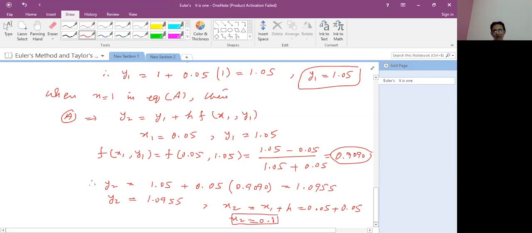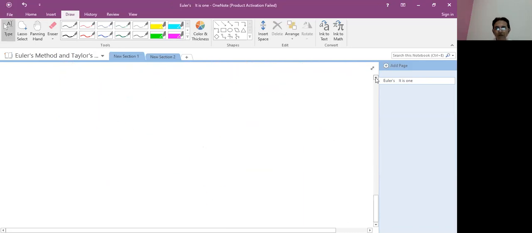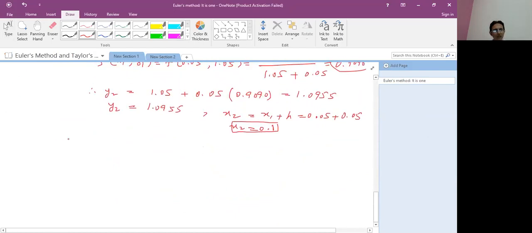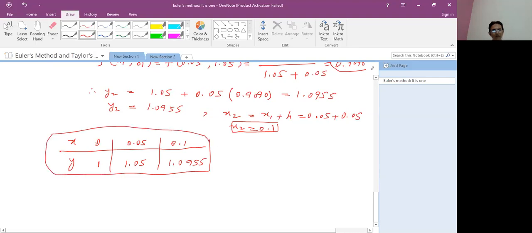So after finding the result, we will show the result in this form, student. Make a table at the end of the result. When x is 0, y is 1. When x is 0.05, y is 1.05. When x is 0.1, y2 is 1.0955. This is your final result. When we apply Euler's method, we have x0, x1, x2, y0, y1, y2.